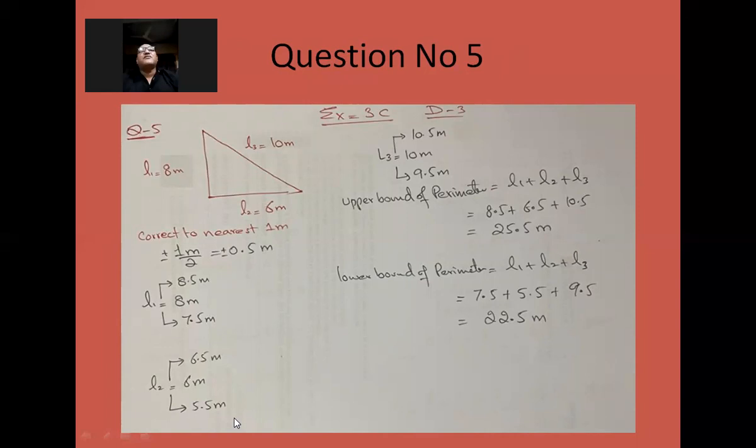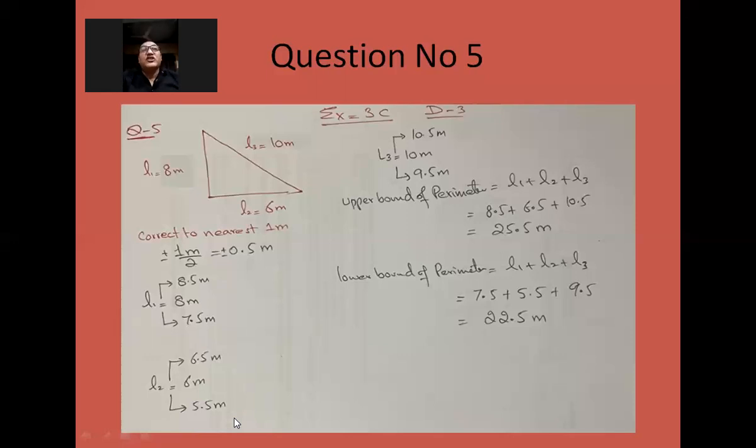So for example, length number 1 is 8 meter long. Its upper bound will be 8 plus 0.5, that will be 8.5 meter. Its lower bound will be 8 minus 0.5, that will be 7.5 meter. In the same way, length number 2 is 6 meter. In it, I will add 0.5. I get 6.5 meter. That's the upper bound of length number 2. And from 6 meter, if you subtract 0.5 meter, that will be 5.5 meter, the lower bound of this length. In the same way, length number 3 is 10 meter. If you add 0.5 to 10, you get 10.5 meter. That's the upper bound of this length.